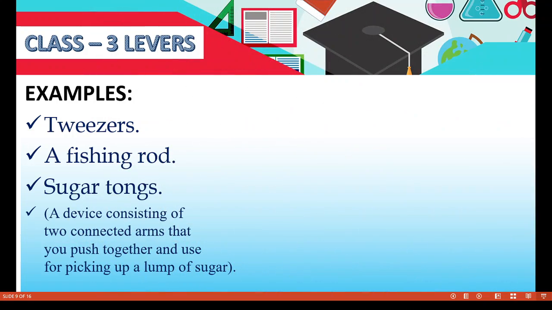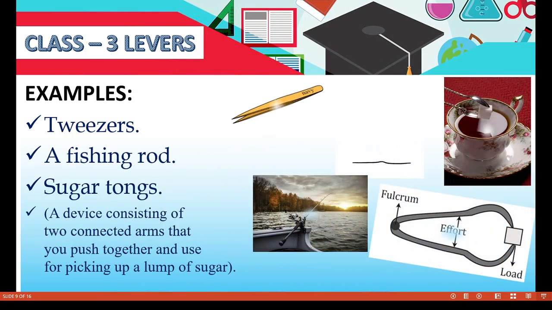So what are the examples of class 3 levers? Tweezers. You look at this, what is this? Tweezers are very much useful in the case of surgery. So surgeons very often use this instrument, called tweezers. It is used to remove some external particles present in our body.